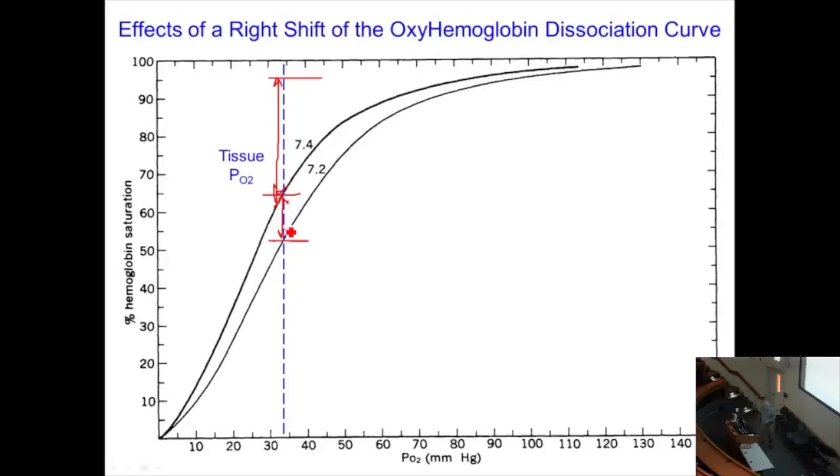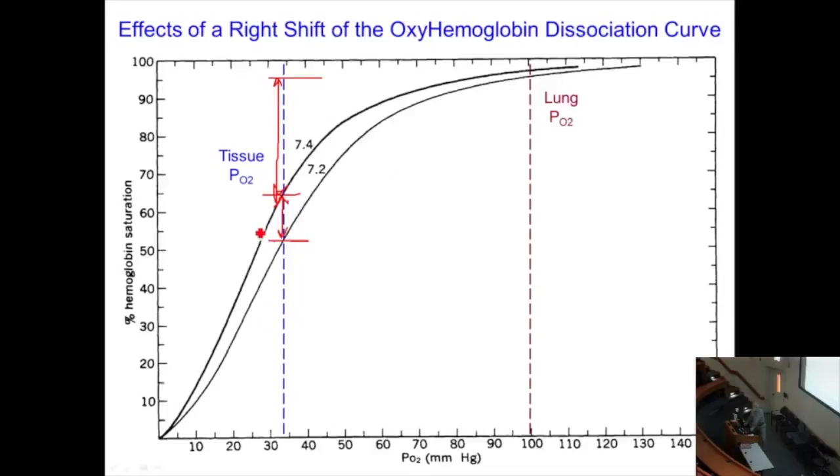So a right shift of the oxyhemoglobin dissociation curve means that this tissue is going to get more oxygen. We said that the things that shift the curve to the right are products of metabolism. The more actively metabolizing a tissue is, the more it's going to shift the oxyhemoglobin curve to the right, and the more oxygen will be released to that tissue. So this works to our benefit.